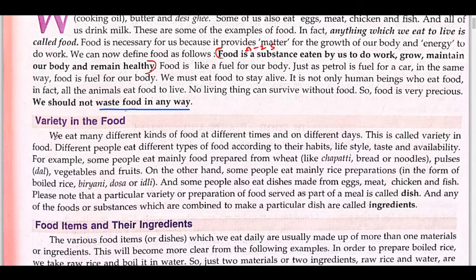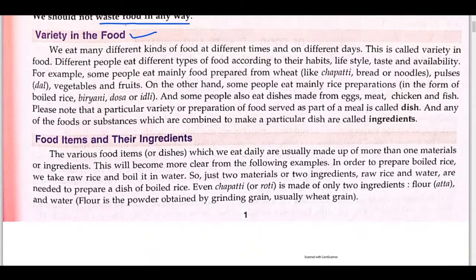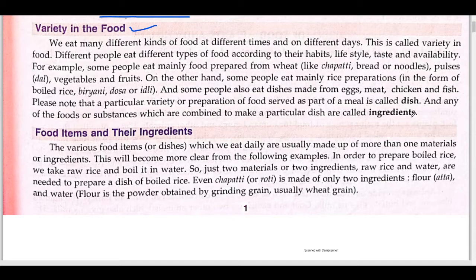Okay, now we'll talk about the variety in food. Variety means, for example, I like wheat more than rice, meaning I like the things made from wheat. The food made from wheat is known as a variety of wheat, and the food made from rice is known as a variety of rice. For example, some people eat mainly food prepared from wheat like chapati, bread or noodles, right? On the other hand, some people eat mainly rice-prepared food like biryani, dosa, idli. So all these things are included in the variety of food.